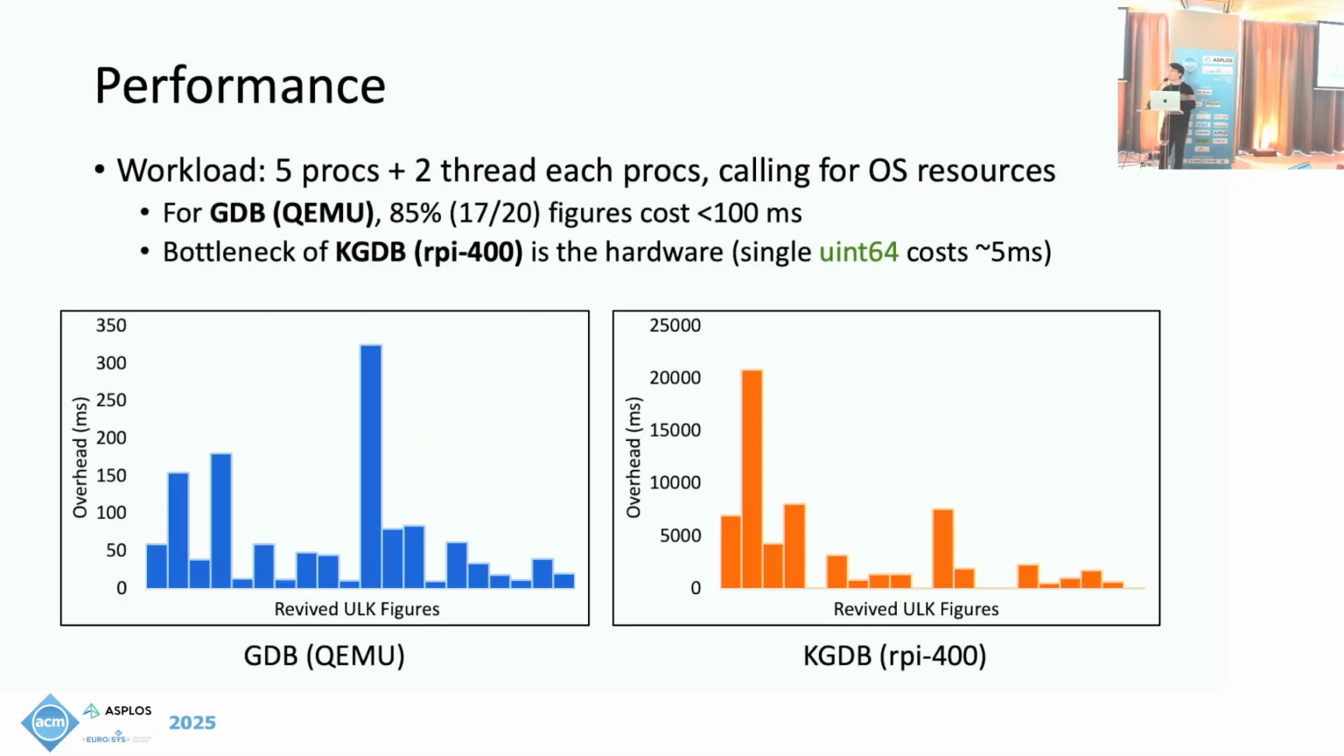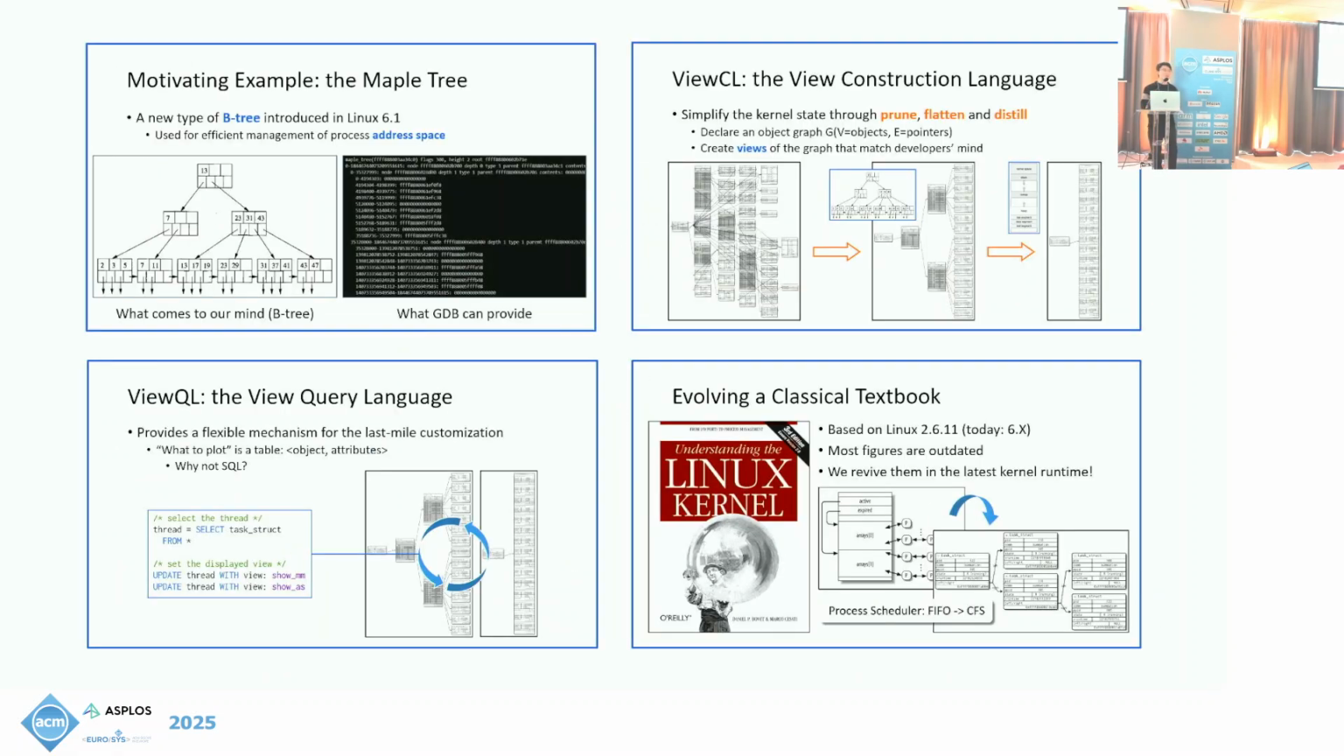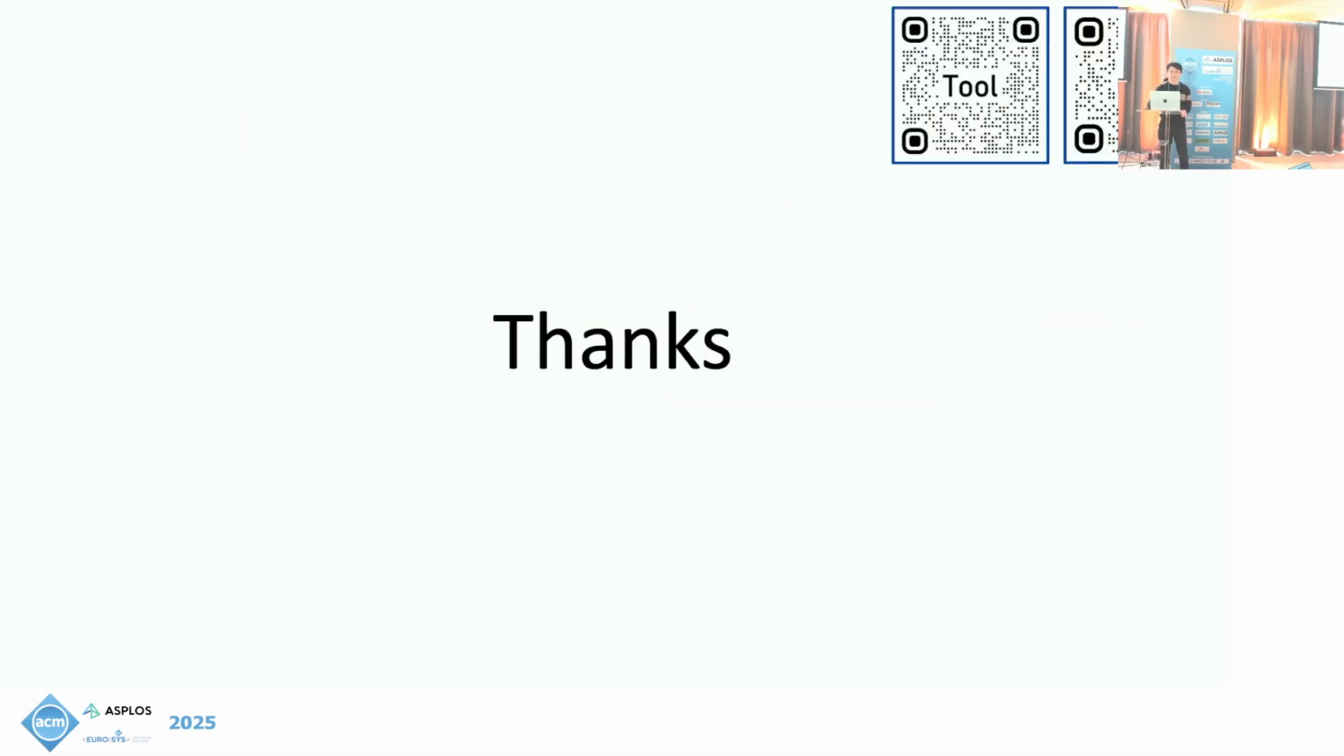To evaluate the performance, we run Visual Linux in two typical debugging environments: GDB with QEMU, and KGDB with an embedded device. We provide a workload that is specifically designed to create multiple threads to obtain different kernel resources. The result shows that Visual Linux performance is acceptable for interactive debugging. So in summary, we provide the first debugging framework to simplify the kernel state and customize the views as we want. That's all of my talk. Thank you.